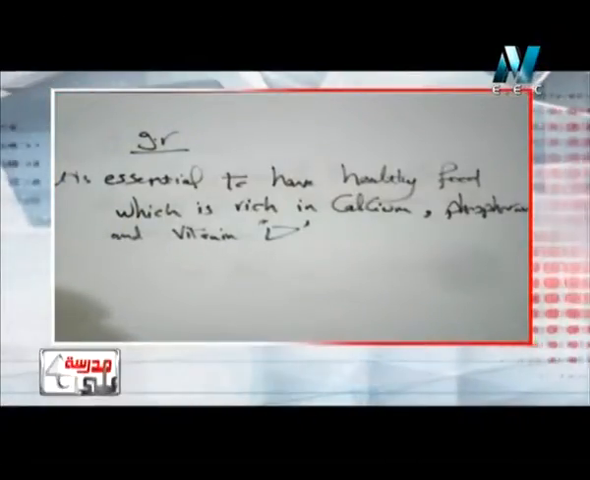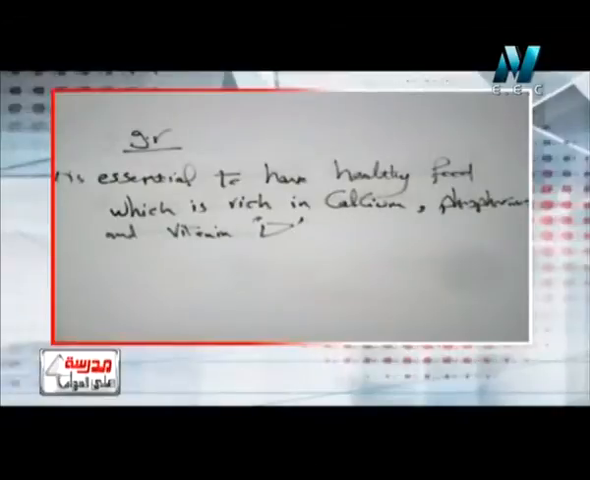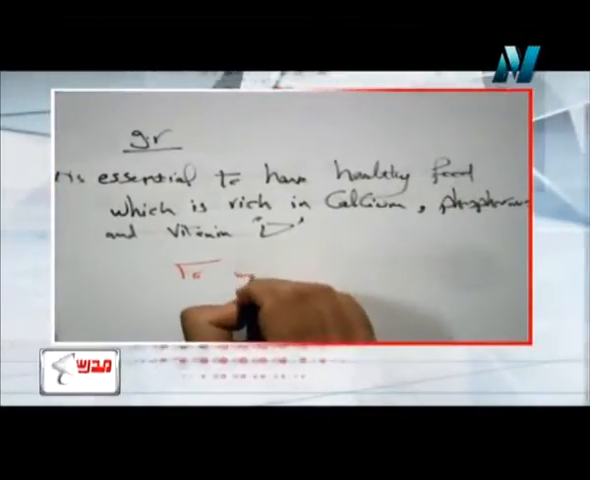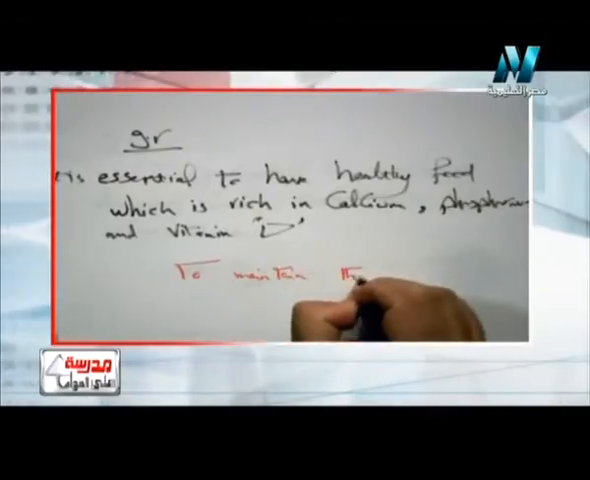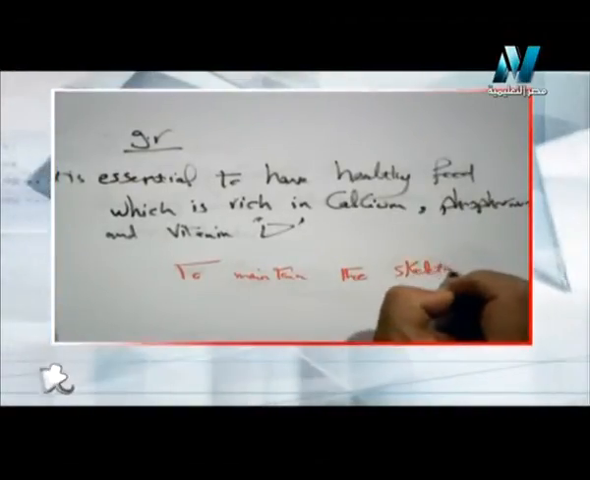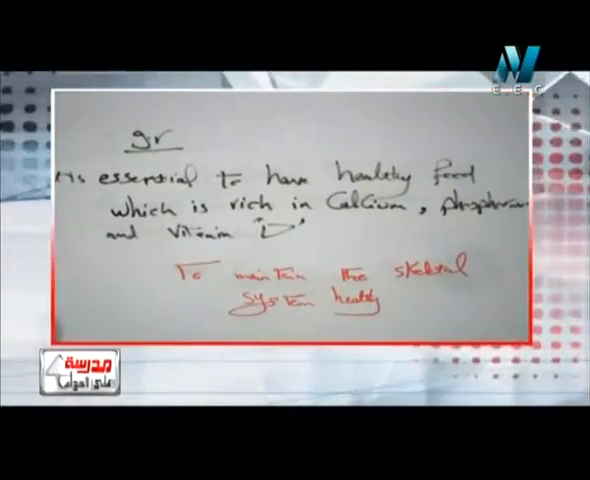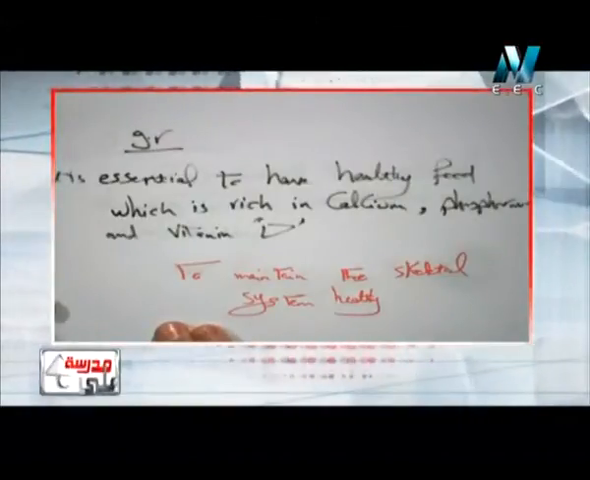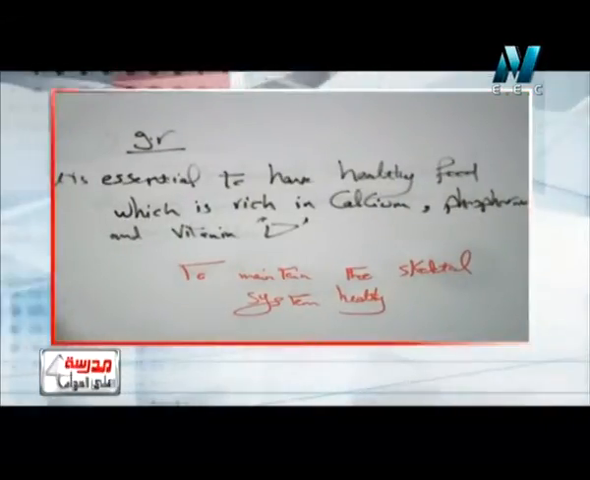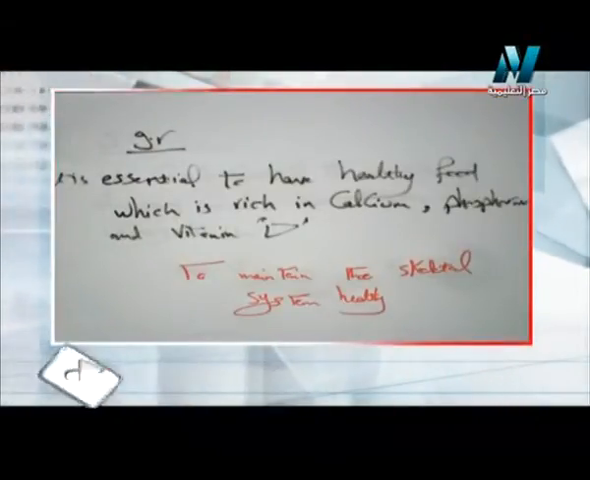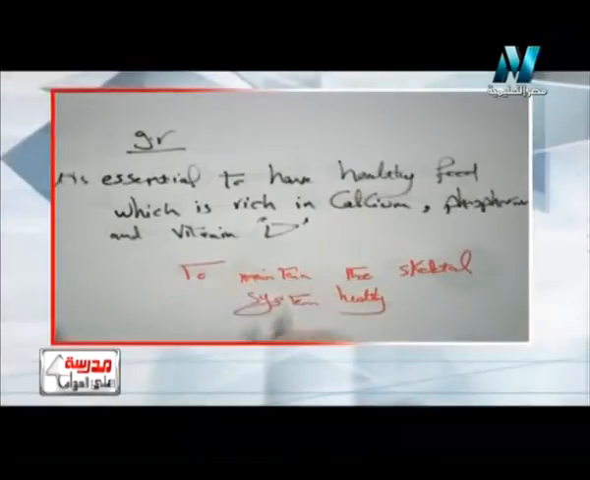Dahlia has another give reason question: we must eat food that is rich in calcium, phosphorus, and vitamin D. I think the answer simply will be to maintain the skeletal system healthy, because all of this kind of food, calcium, phosphorus, and vitamin D, is very important for the skeletal system, as you know. So the answer is to keep the skeletal system healthy.